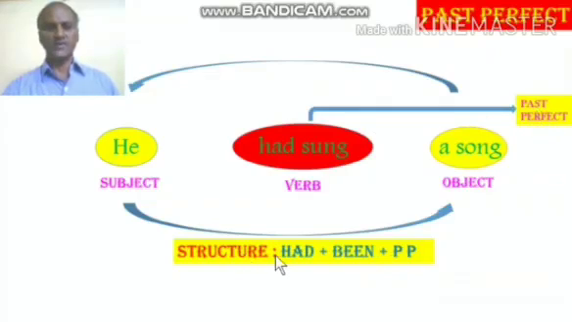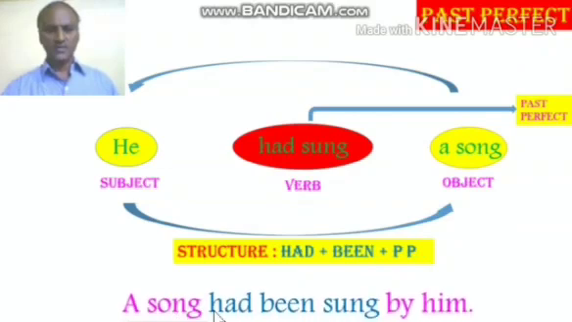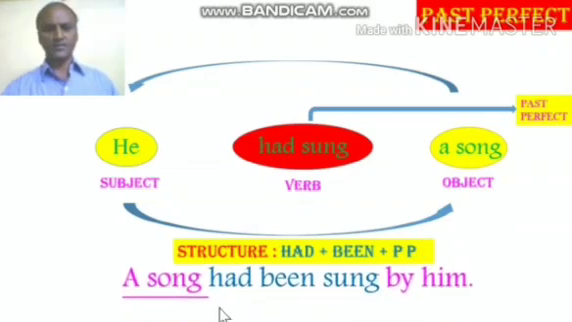And what is the structure for this? Had plus been plus past participle. So what will be the answer in the passive voice? A song had been sung by him. A song, again, when you reduce it into personal number, we get it, which is the third person singular, and had as given there, been as given in the structure, and the past participle for the verb sing is sung again. So the answer is a song had been sung by him.